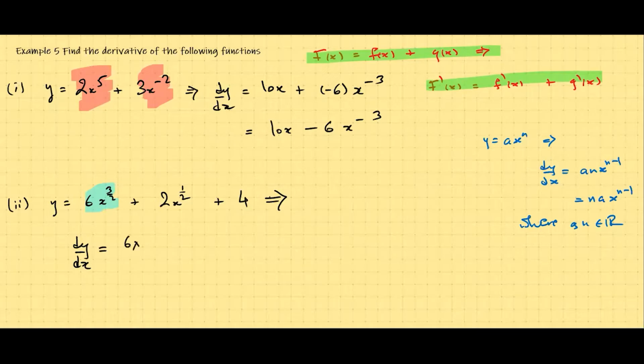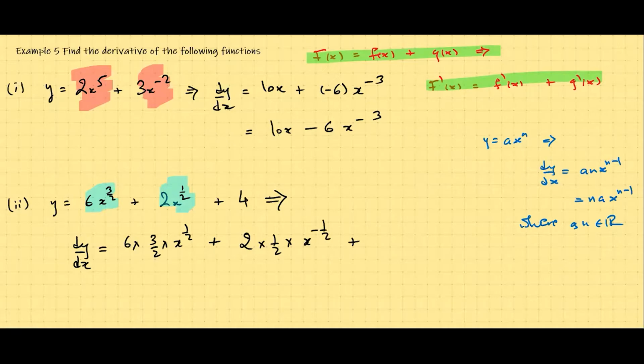Again, standard sort of thing. We multiply by the power. We subtract 1 on the power. Then we differentiate the second term. That's again a standard polynomial type thing. So we multiply by the power and we subtract 1 on the power.